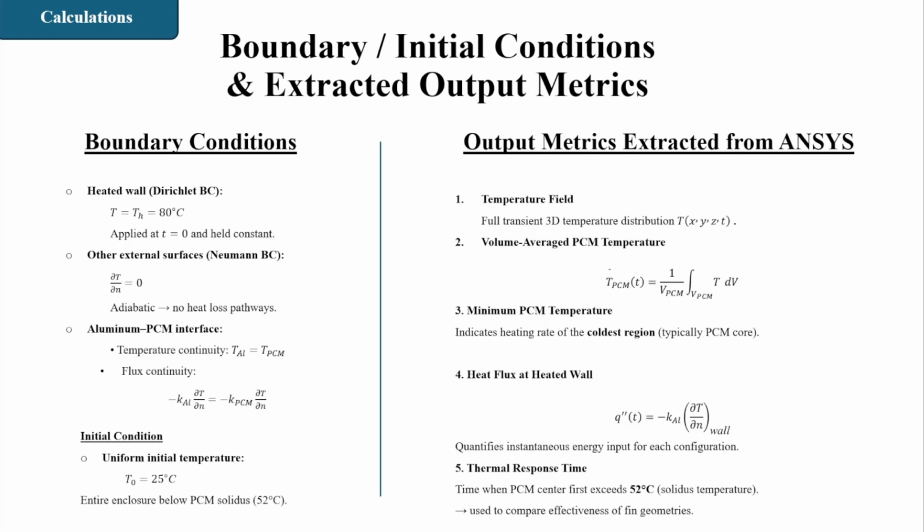So from the simulation, we extract the transient temperature field, the average PCM temperature, the minimum temperature dip in the core, the heat flux at the heated wall, and the response time for the PCM center to reach 52 degrees Celsius, which is the solidus temperature, and ideally will show the range or the specific point where the paraffin wax will start changing its phase to more of a liquid.